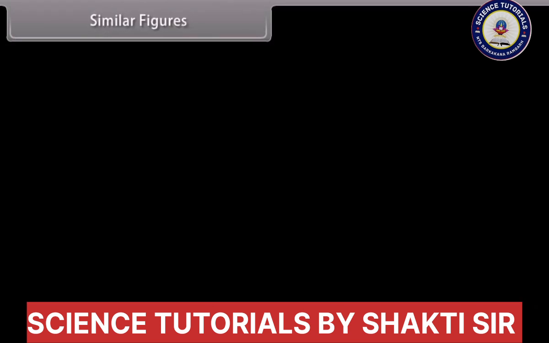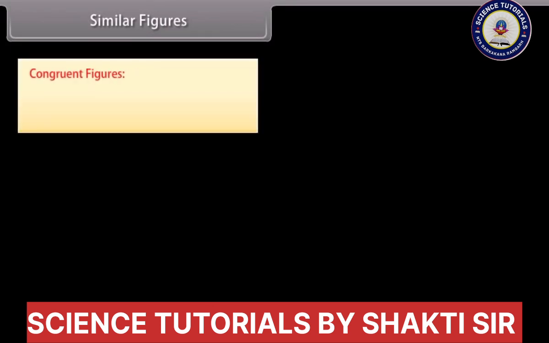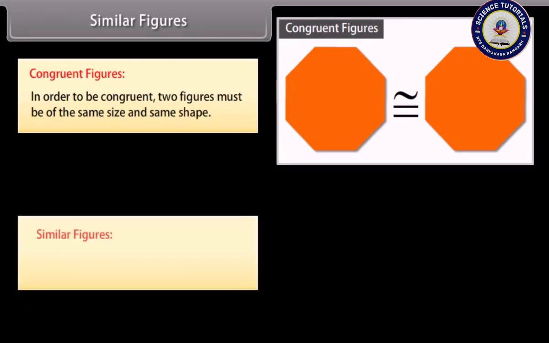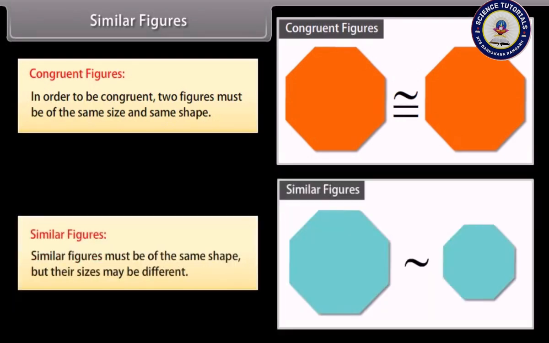Similar figures. Congruent figures: in order to be congruent, two figures must be of the same size and same shape. Similar figures must be of the same shape, but their sizes may be different. This is the symbol that means similar.